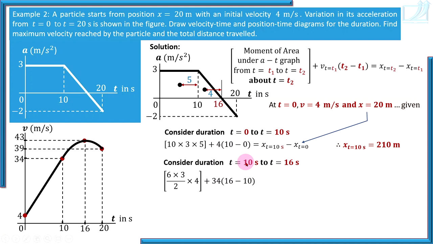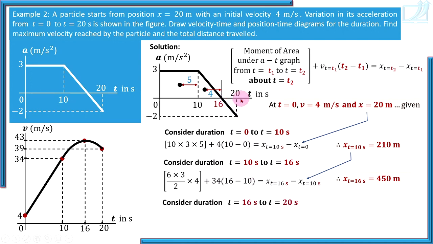So at t equal to 10, what is the velocity? 34. So that is what we have used here. Into t2 minus t1, that gives you x at t equal to 16 minus x at t equal to 10. Now put the value of x at t equal to 10 here and you will get x at t equal to 16 seconds. Now next time interval, 16 to 20 seconds.